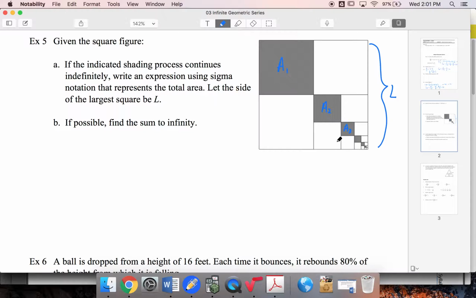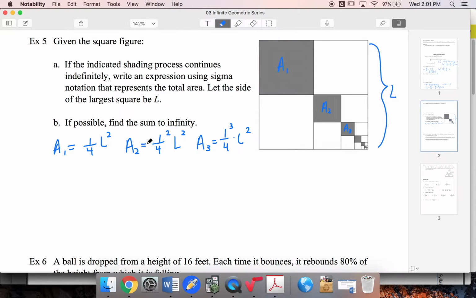So I want to figure out how each of those areas is calculated. Well, my first area, so let's look at this. The first area is 1/4 of the total square. The second area is 1/4 of that. So it's 1/4 of A1, so that's going to be 1/4 squared times L squared. And now area 3 is going to be 1/4 of this, so I'll have 1/4 cubed times L squared, etc.